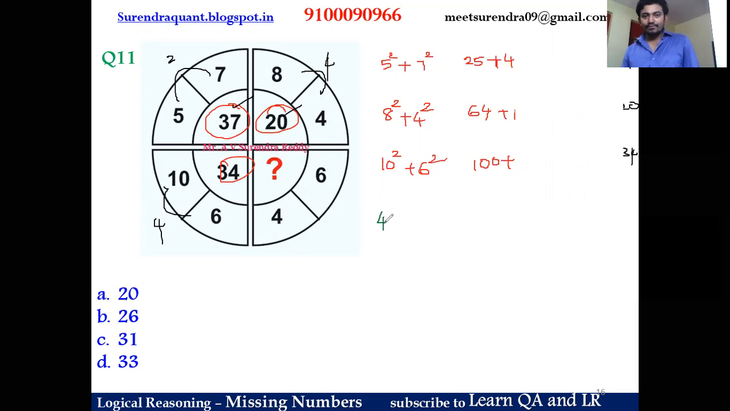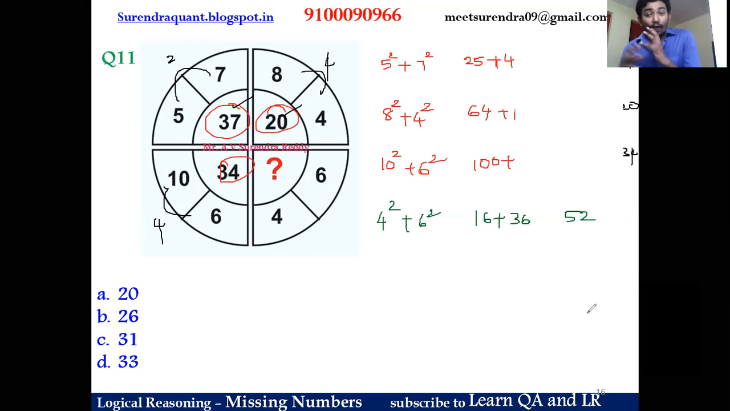That is 4 square plus 6 square. 4 square is 16. 6 square is 36. The sum is 52. Then by what number do you need to divide? You need to divide by the difference. What is the difference here? 6 minus 4, the difference is 2, right? So 52 by 2 is 26. And that is option B.